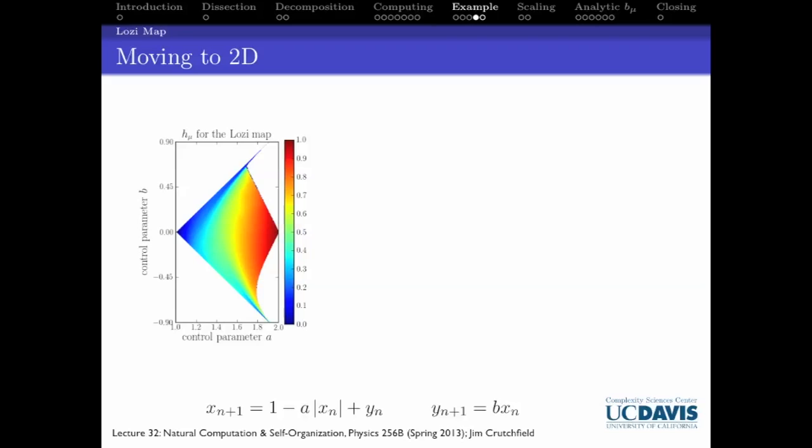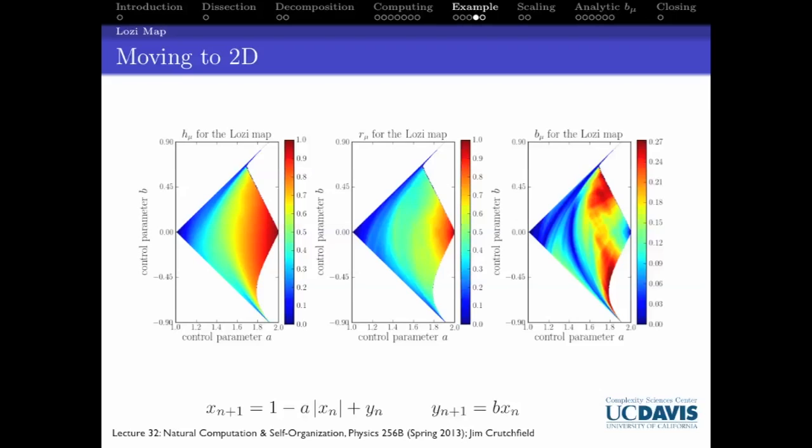So we can play the same game, break it up into R_mu and B_mu, and we get these. So this is R_mu at the same scale as this picture, and this is B_mu, but the scale has been adjusted so that you can see the features. So we see that there are two distinct regions, down here and up here, where B_mu is maximized.